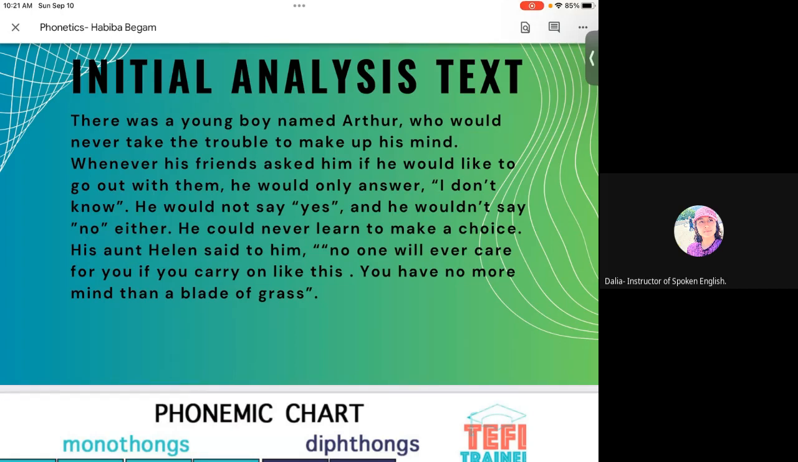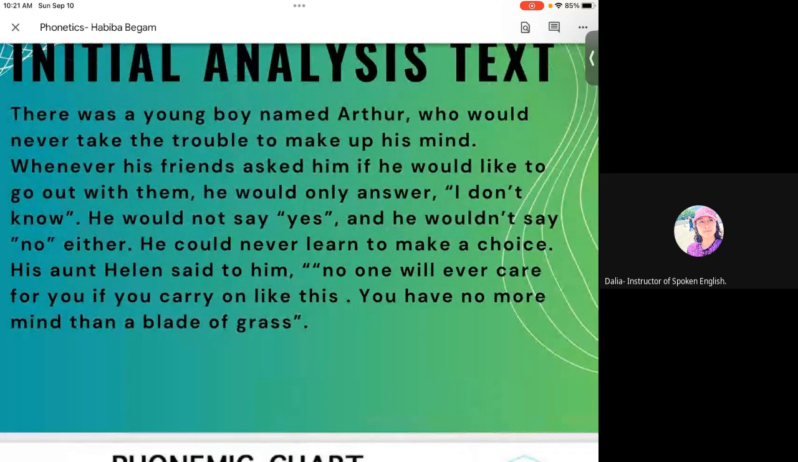Okay, it is a passage. So just ask a student to read this passage. I have to check a little bit about it.